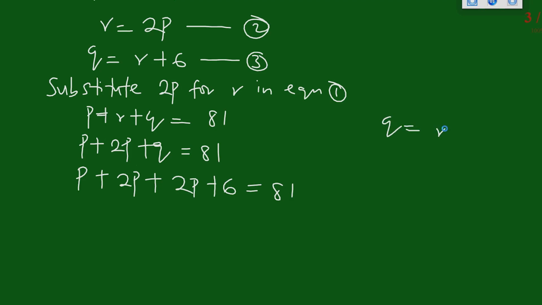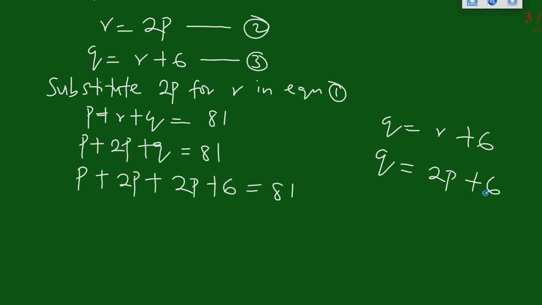What I did in equation 3 is this. Q equals R plus 6. And remember, equation 2 is R equals 2P. So in equation 3, I can replace R with 2P. That means I have Q equals 2P plus 6, and that was what I did here. So we now have P plus 2P plus 2P plus 6 equals 81.